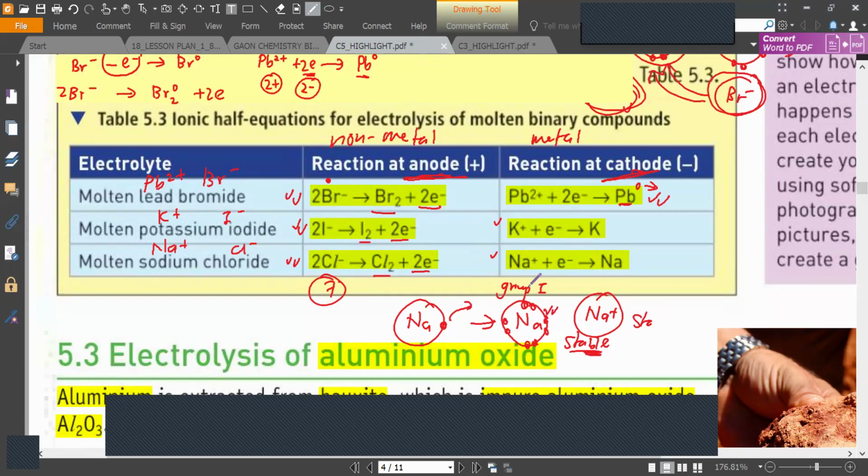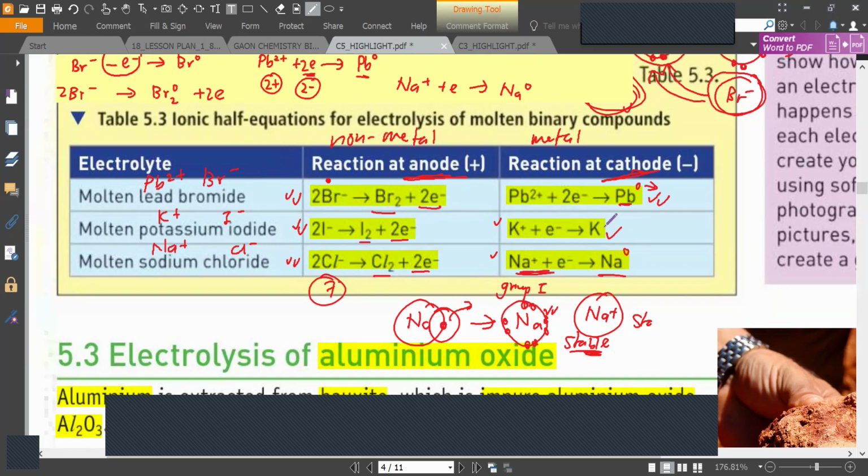But in electrolysis, again, we are forcing it back. We want it to return back to sodium 0. So we provide energy. We are forcing it to take back 1 electron. So it will plus 1 electron to get the sodium 0. Potassium is exactly the same because they are both in group 1.